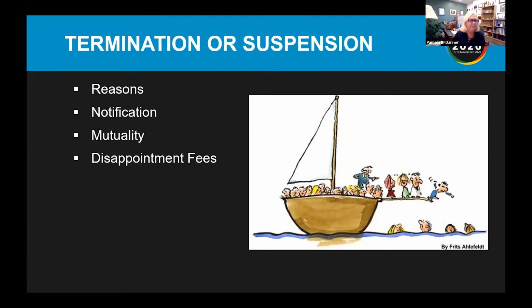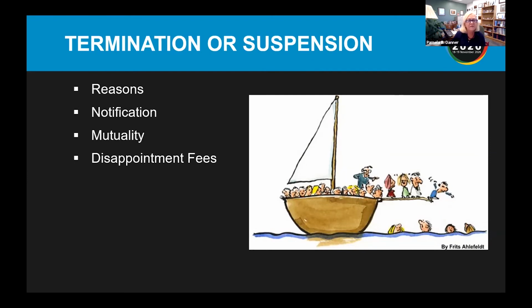All contracts have provisions for termination or suspension. However, the reasons for these, whether it's for convenience, without cause, or for cause, should be spelled out. Notification should be in writing with at least 30 days, at least 30 days either way, and it should be mutual. You should be able to terminate or suspend as well as the client.